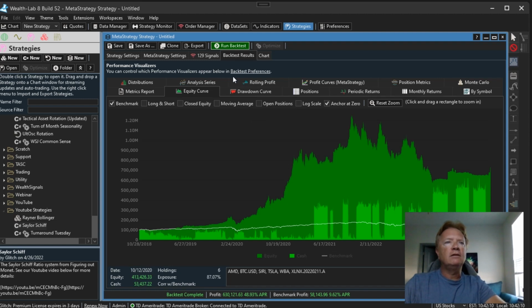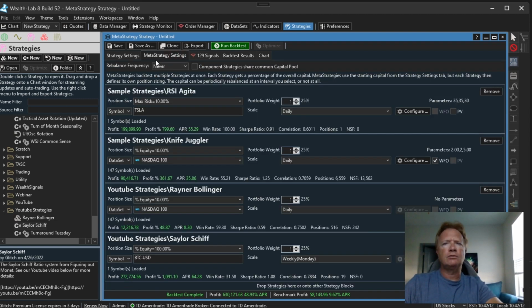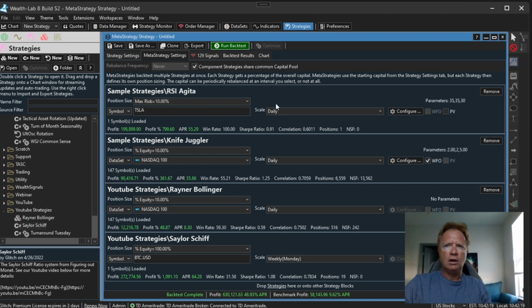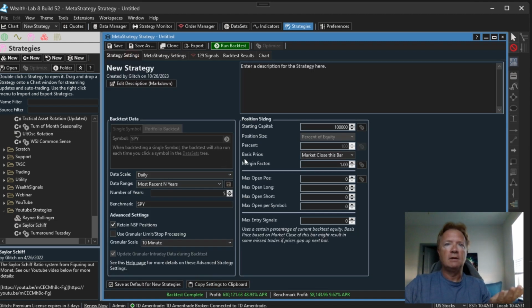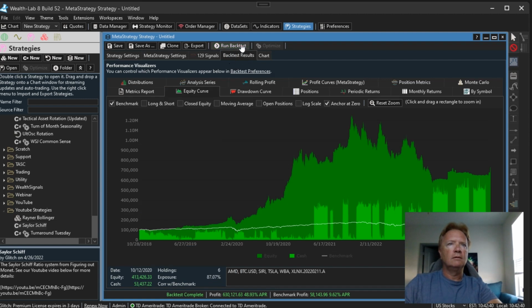So we added this new feature to the MetaStrategy settings. Component strategies share common capital pool. If you enable this, then you notice all the portfolio weights are gone. And basically what it means is each strategy will run with the 100,000 starting capital, and the position size will also be based on that if it's a percent of equity. So let's run it with that new mode enabled and take a look at the difference.